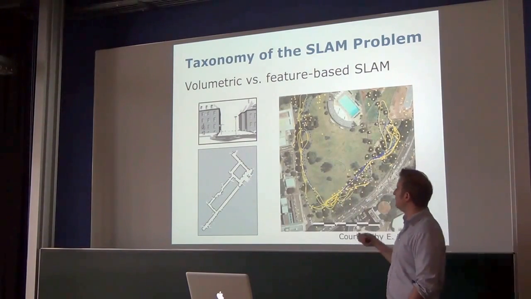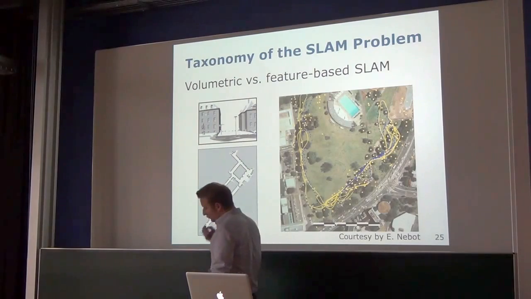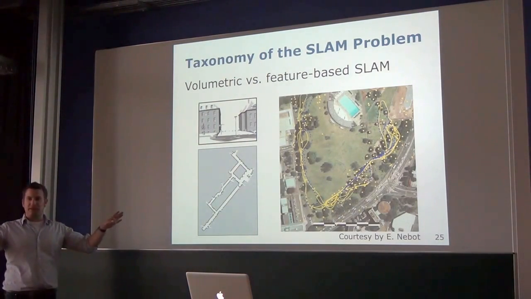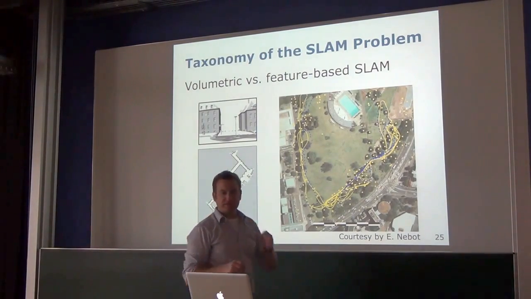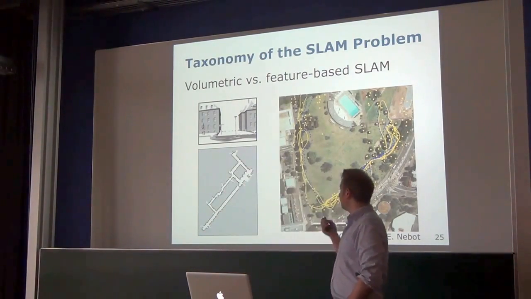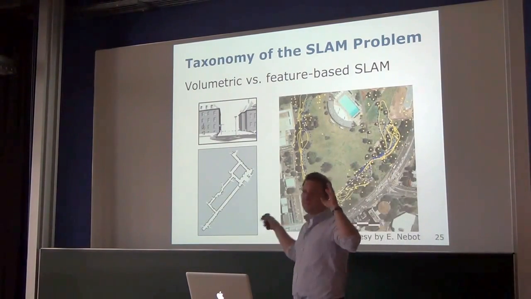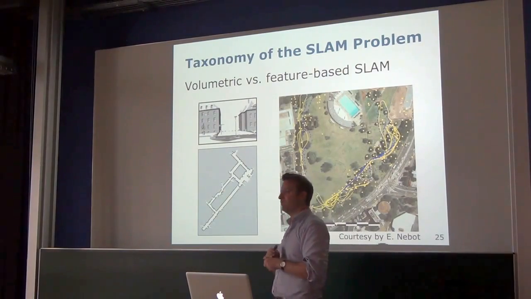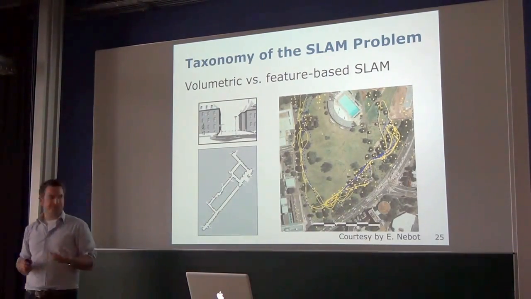In this representation, you don't care about features at all. You just take your raw proximity measurements and integrate the endpoints of those measurements into your model. And in the feature-based example, you say, I don't care about all these fancy observations I have. I reduce them to features and use only those features. Both representations have their advantages and disadvantages.